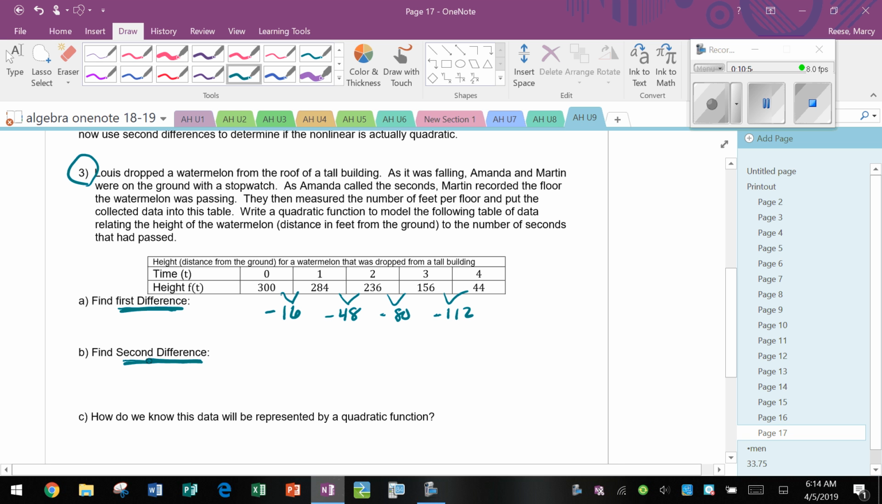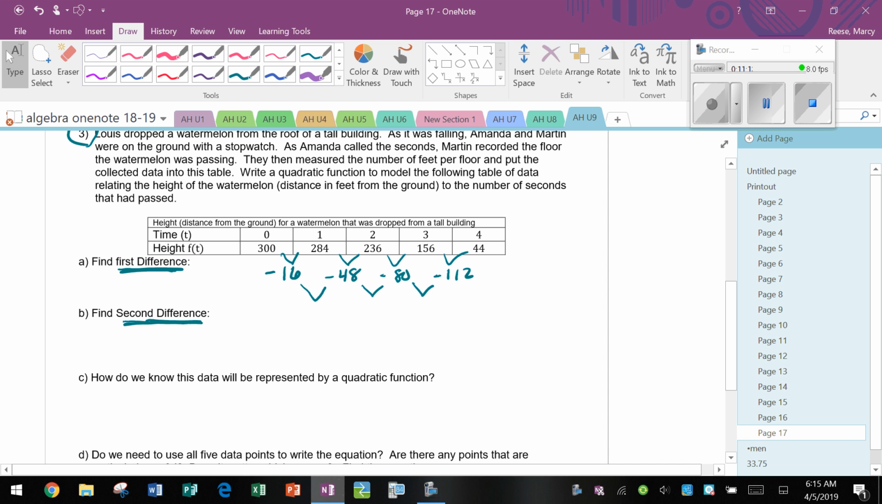What the second difference is, it is checking again to see what is going on between these numbers, between negative 16, negative 48, negative 80, and negative 112. And you're going to do it just like you did before. You're going to take negative 48 and you're going to subtract 16 from it. Let me write that so that you can see it. Negative 48 minus negative 16.